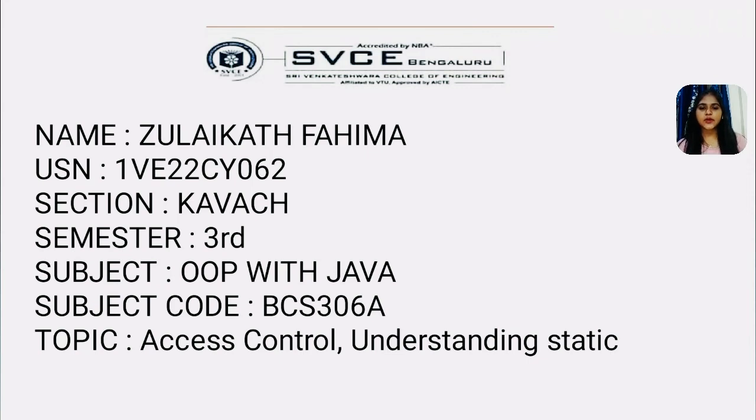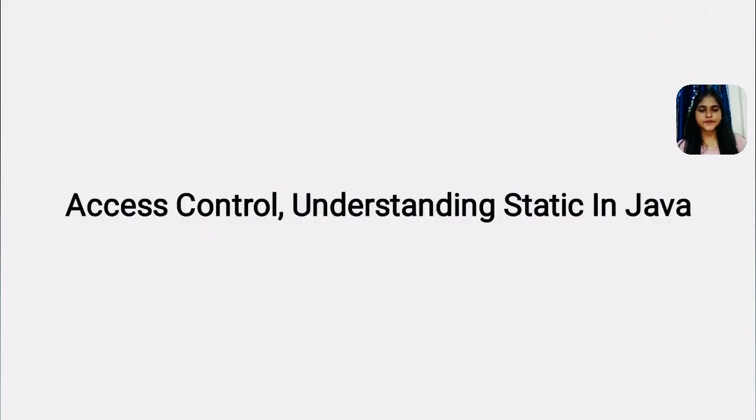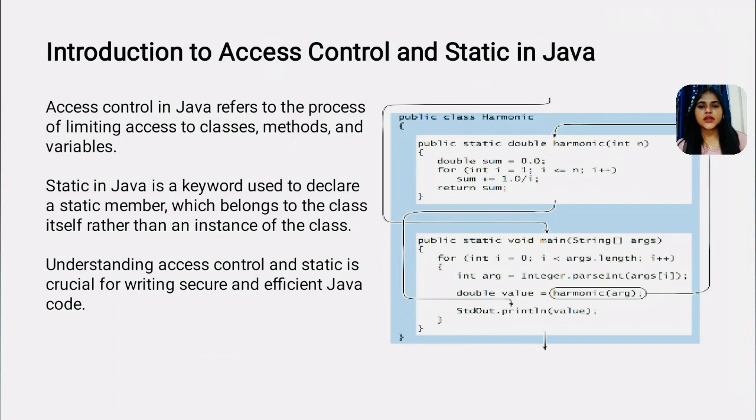I am here to talk about the topic access control, understanding static in Java. So let's see about the introduction to access control and static in Java. Access control in Java refers to the process of limiting access to classes, methods, and variables. Static in Java is a keyword used to declare a static member which belongs to the class itself rather than an instance of the class. Understanding access control and static is crucial for writing secure and efficient Java code.